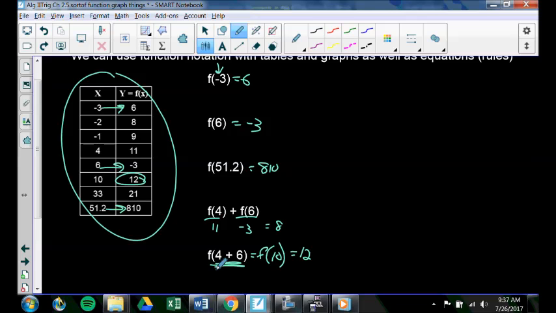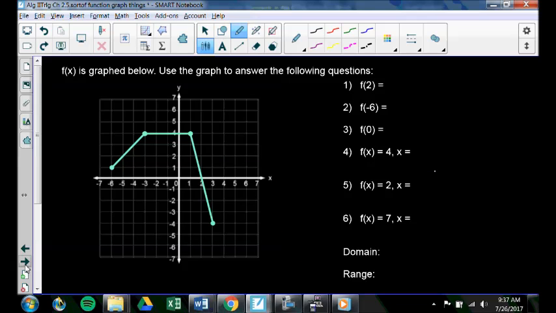We can do it with rules, we can do it with tables, and we can do it with graphs. Here, this is saying the input is 2. If the input is 2, what is the output? Well, that means I go to 2 on the x-axis, and the output is actually 0, so that's the point 2, 0. If the input is -6, I go to -6 on the x-axis, and I look for the corresponding point on the y-axis. This is the point -6, 1. The output is 1. If I'm doing f of 0, this is finding the y-intercept because the x value is 0. The input is 0, the x value is 0.